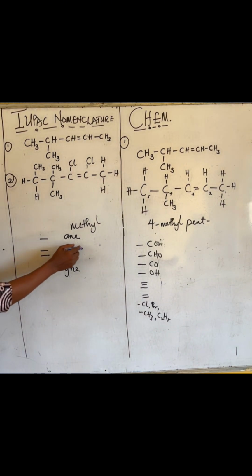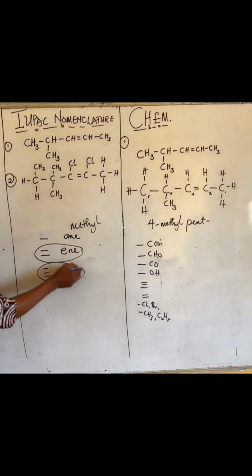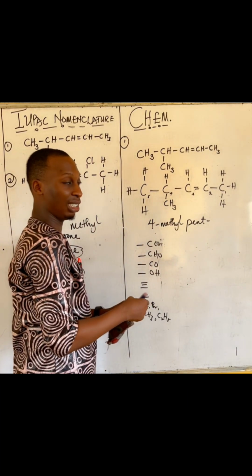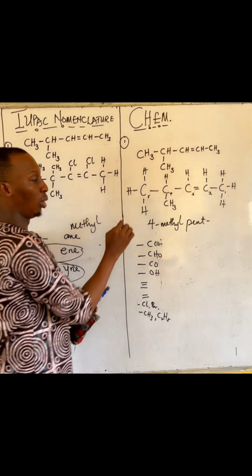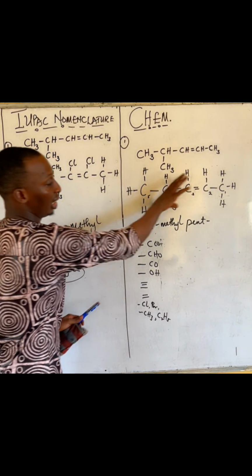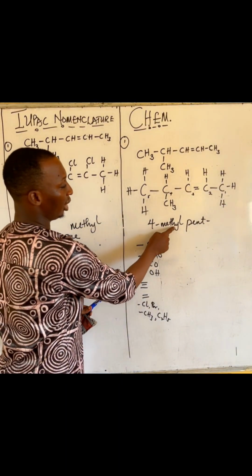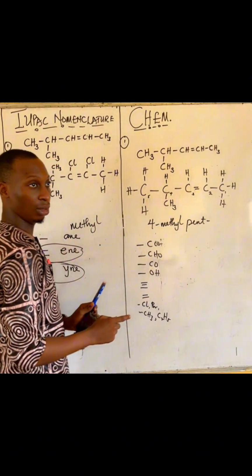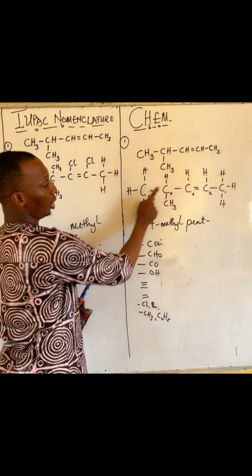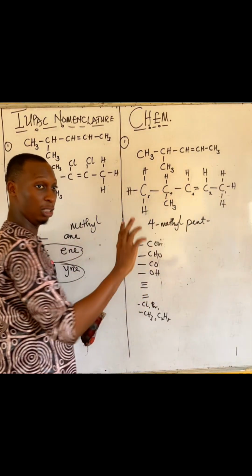So this is alkene, this is alkynes. Because of this double bond here, this particular compound is going to have an ending in ENE. So this is an alkene now, so that I have 4-methyl pent. Don't forget, you should know why I'm having a pent here. A hydrocarbon with 1, 2, 3, 4, 5 carbons is pent.